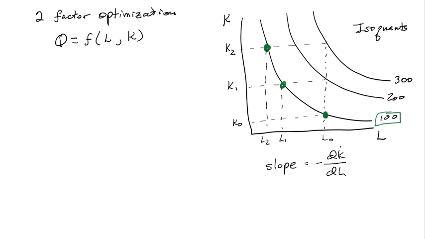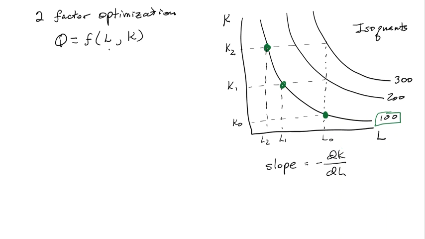Now your firm may look different than this. This is a very general picture. If you have a fixed proportion production function, for example, UPS, it's one driver, one truck, then these isoquants look very different. They look like right angle turns because you can't buy two trucks and one driver or two drivers and one truck. But this is the general case.